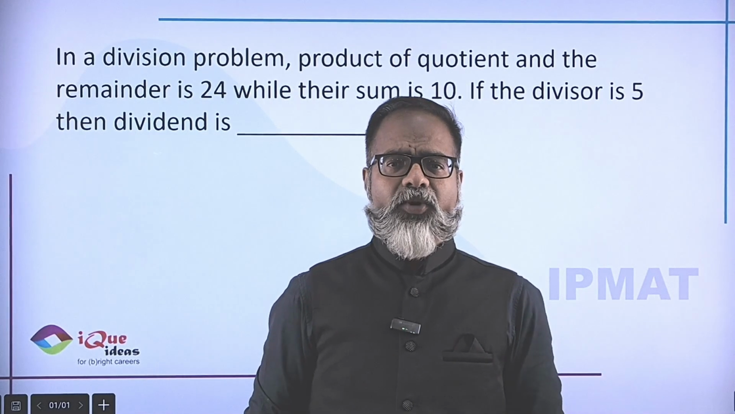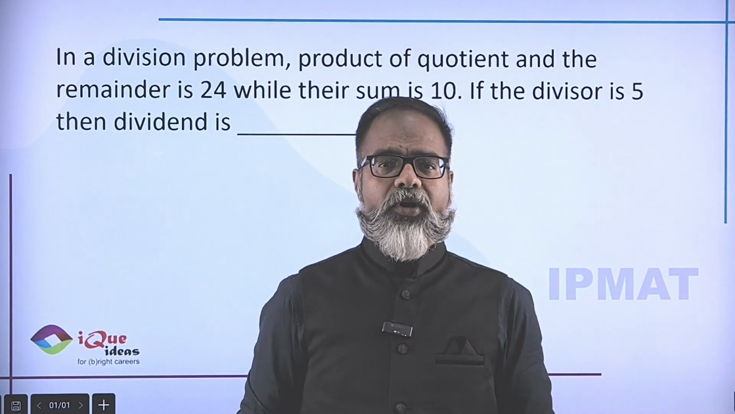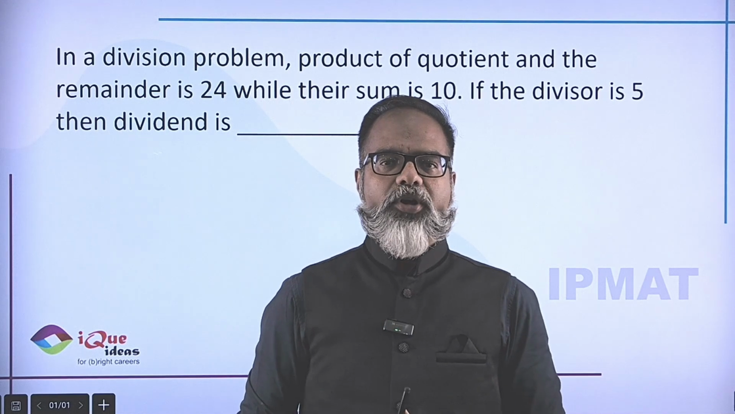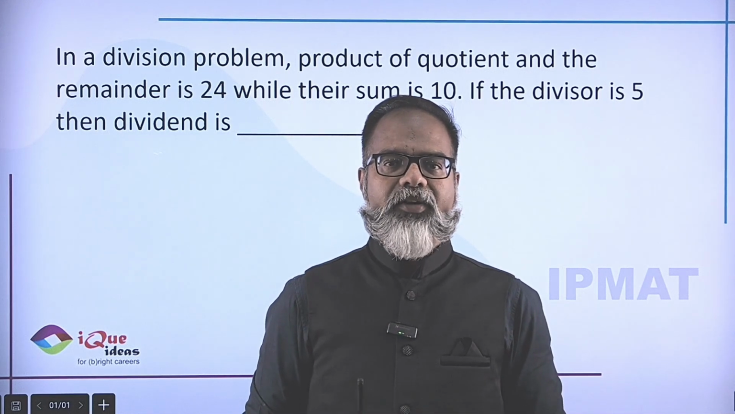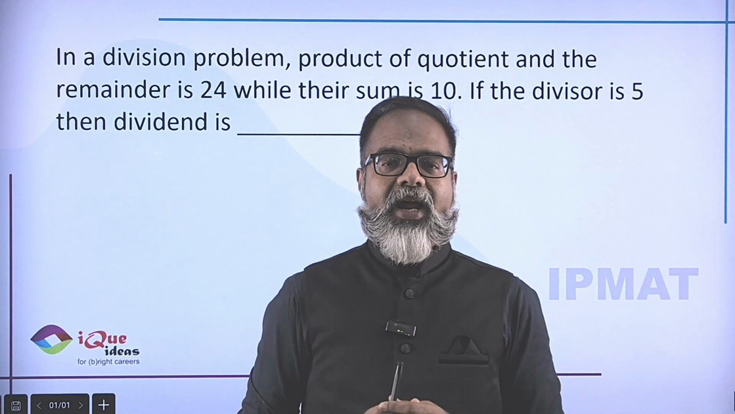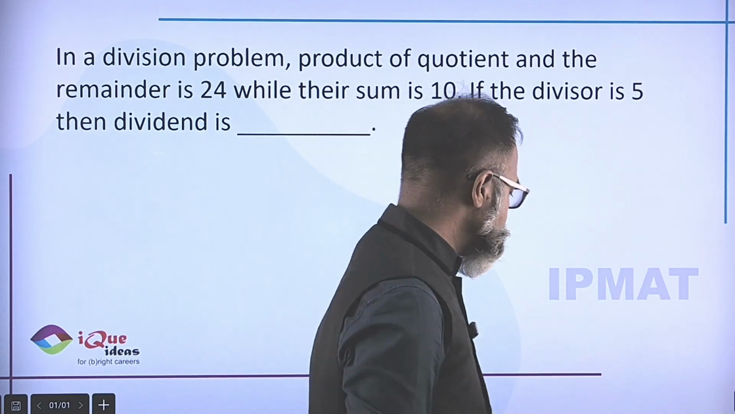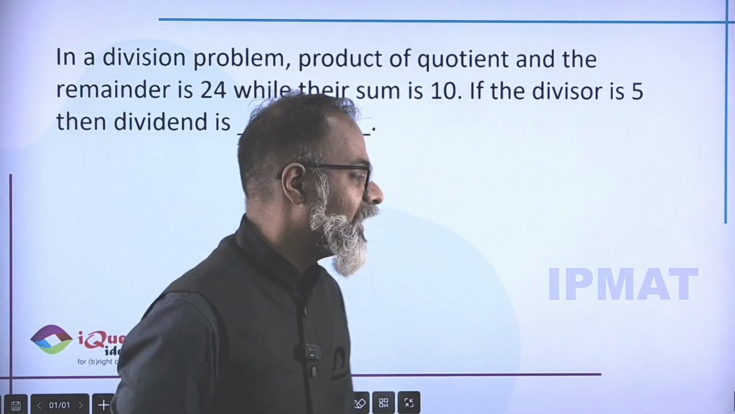This is a very simple question from the 2020 paper of IPMAT IIM Indore. It says, in a division problem, the product of quotient and the remainder is 24 while their sum is 10. And if the divisor is 5, then what is the dividend? For this, we first need to understand what is meant by these terms.